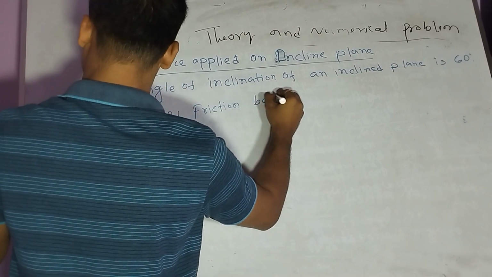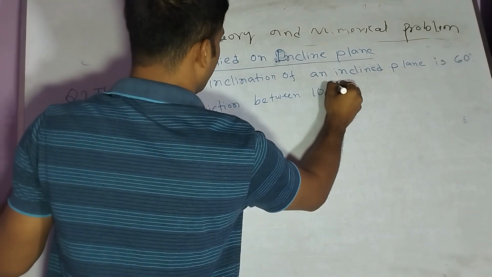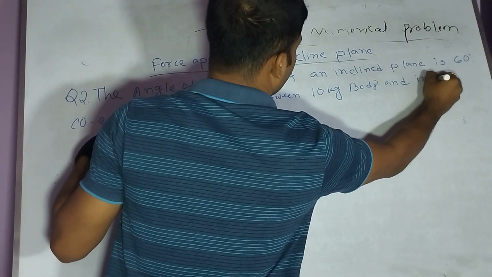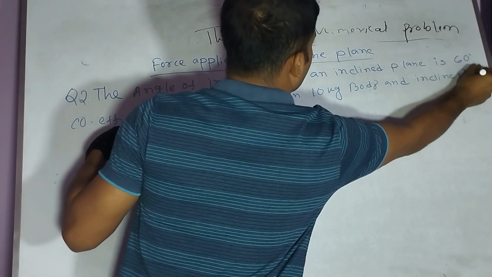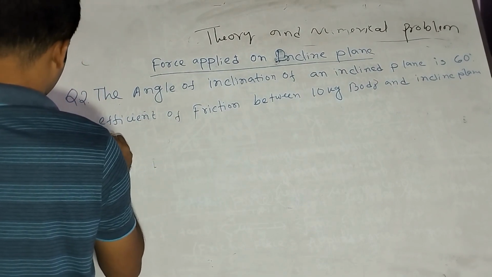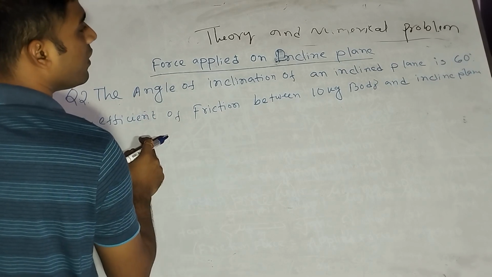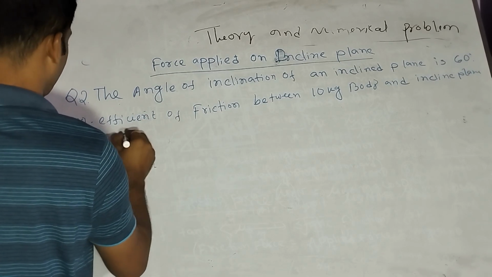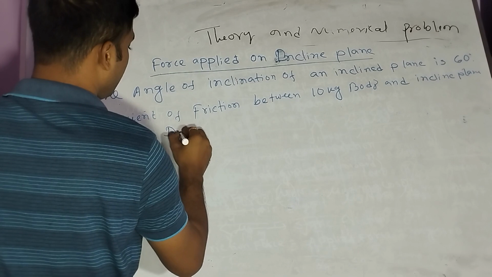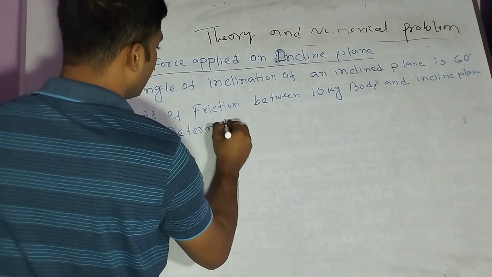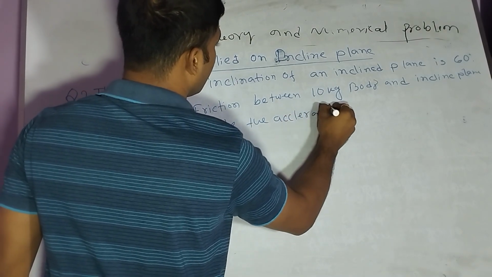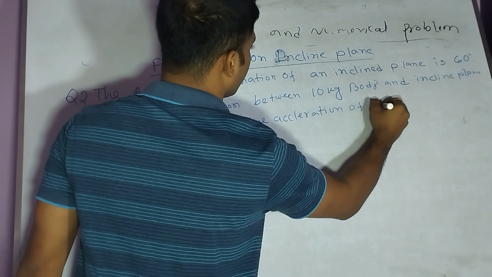Friction between the 10 kg body and the inclined plane, the coefficient of friction between the 10 kg body and the inclined plane is 0.2. Then determine the acceleration of the body.